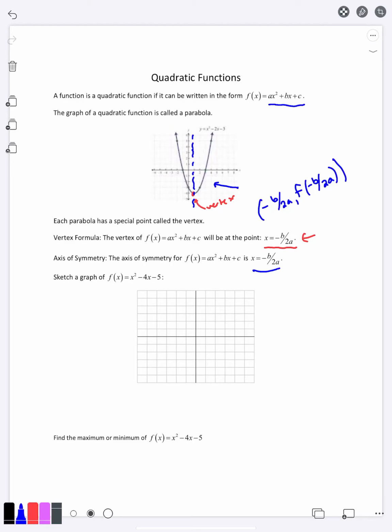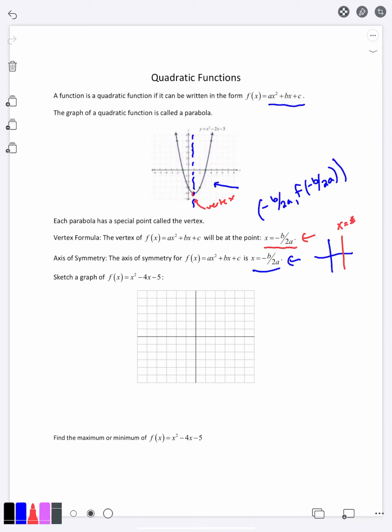However, in the axis of symmetry, I am not giving you a single number for x. What I'm doing is giving you the equation of a line. You may or may not remember that if you have a vertical line, it's always x equal to some number, and that's the equation of a whole line, not just a single point.